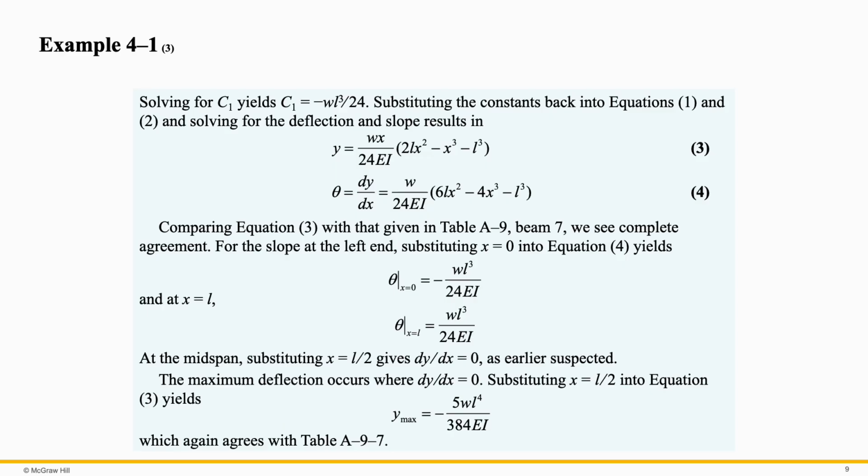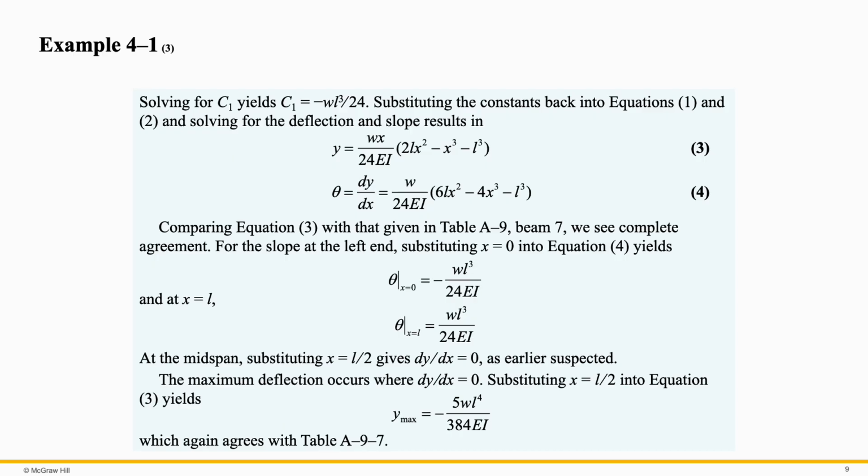And our next objective is to determine the slope values at both ends of this beam when x is equal to 0 and x is equal to L. When we substitute these values, the slope at x equals 0 is equal to negative WL to the third power divided by 24 EI. And the slope at the other end of this beam when x is equal to L is equal to WL to the third power divided by 24 EI.